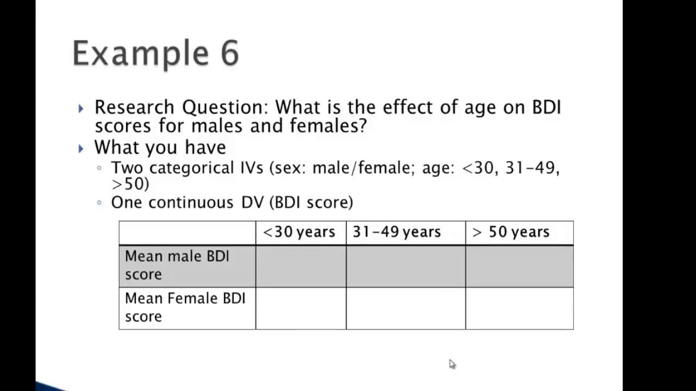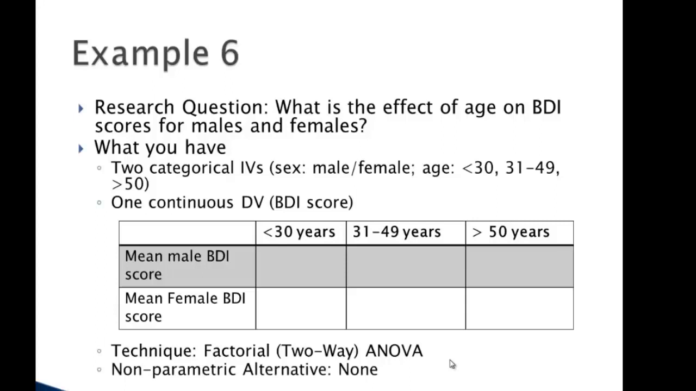Okay, so in this case, we would choose the factorial, because we have two independent variables. A two-way ANOVA would be another way to characterize it. Now, if we don't meet the assumptions of the two-way ANOVA, unfortunately, we do not have a non-parametric alternative. So in this case, you may need to reconsider how you are going to classify your outcome. You may want to change it into a categorical outcome.